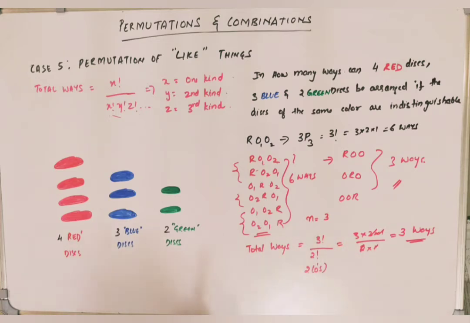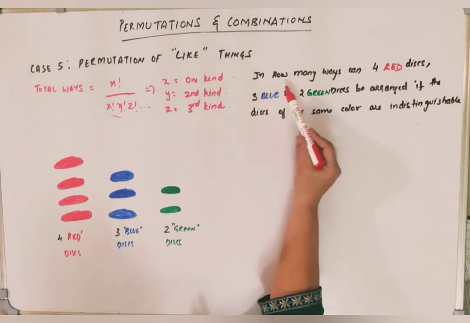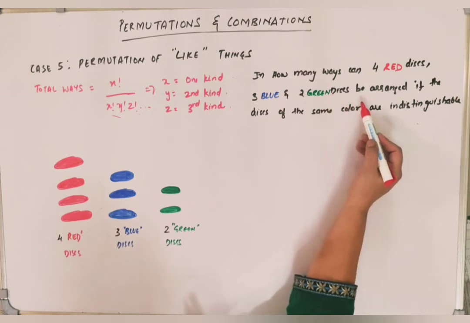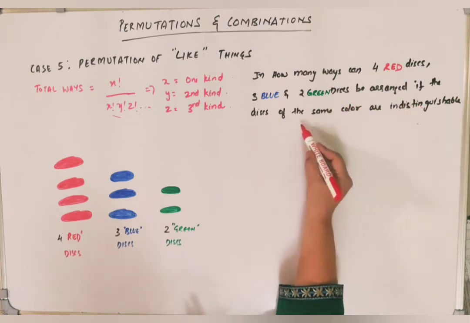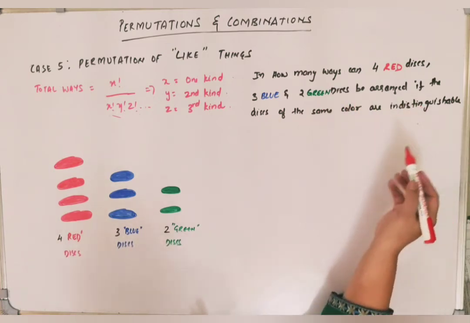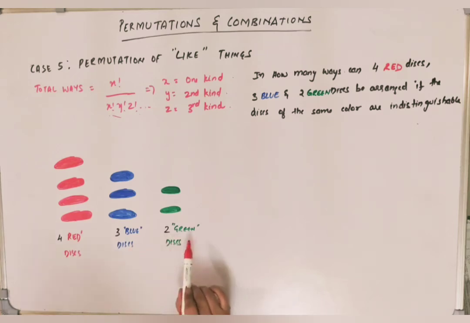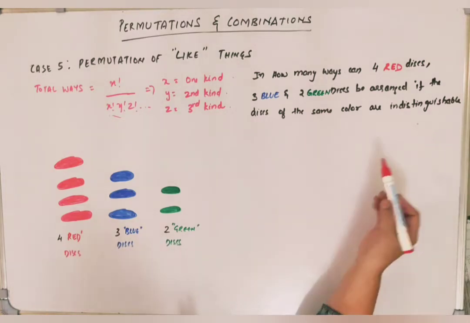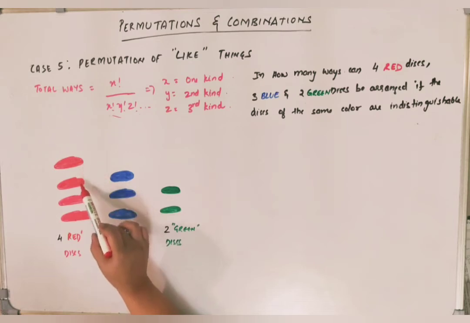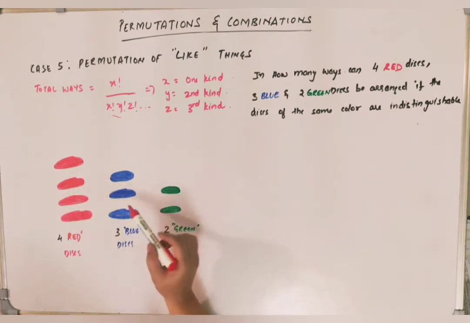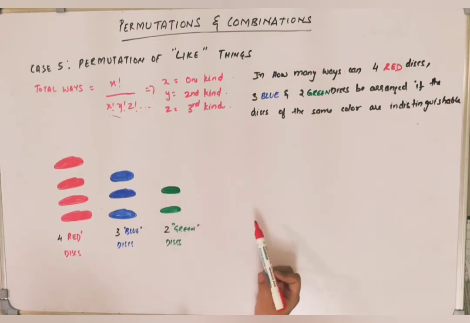Now let's take another example. In how many ways can 4 red discs, 3 blue discs, 2 green discs be arranged if the discs of the same color are indistinguishable? So there are 4 red colored discs, 3 blue colored and 2 green colored discs. In how many ways can all of these discs be arranged? Why is it called indistinguishable? That means we cannot differentiate between this disc, this one and this one, because all are of the same color and same shape and size. We can't distinguish. Similarly, blue colored, green colored, we can't distinguish.